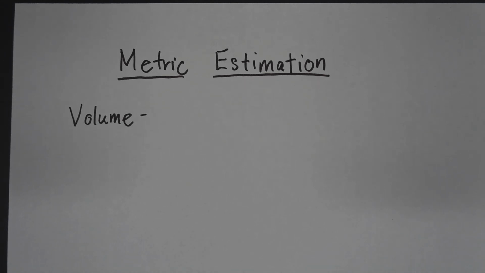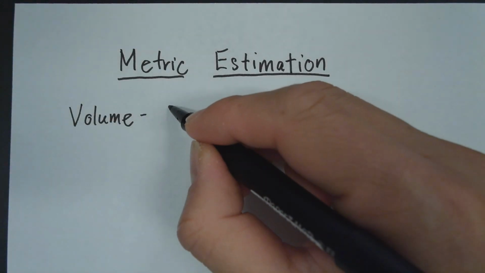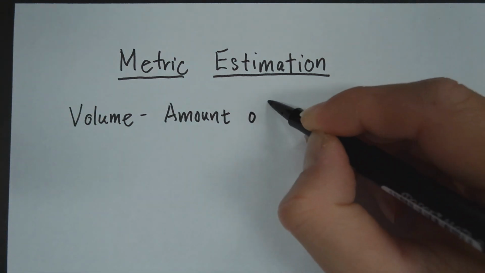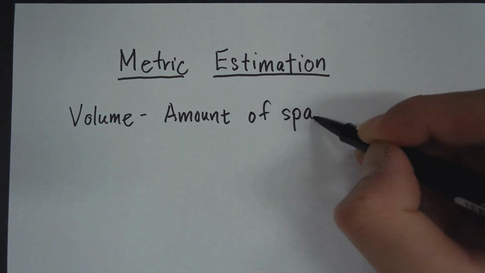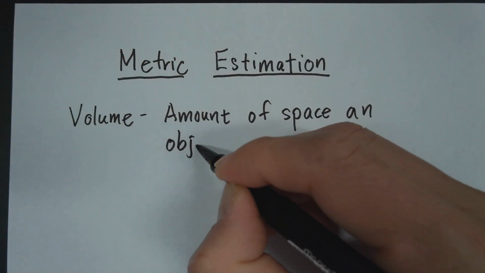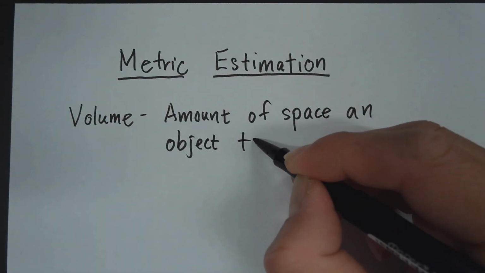In this video, we're going to cover metric estimation for volume and mass. So first, we're going to define a volume. A volume is the amount of space an object takes up.